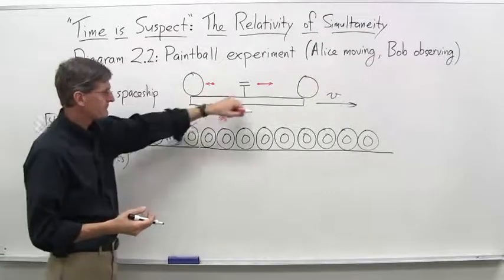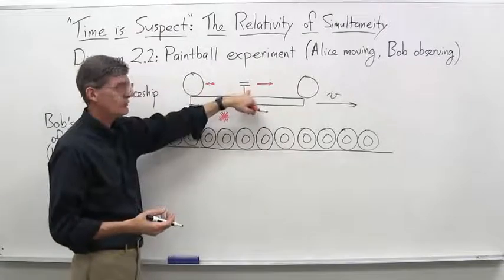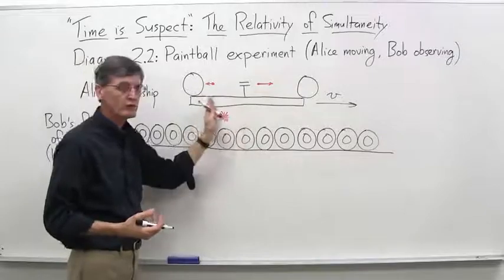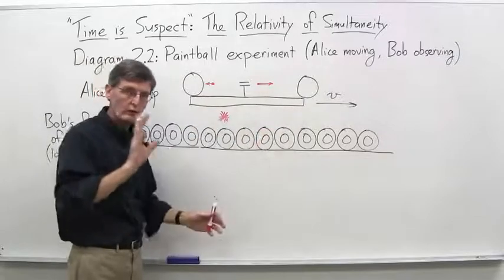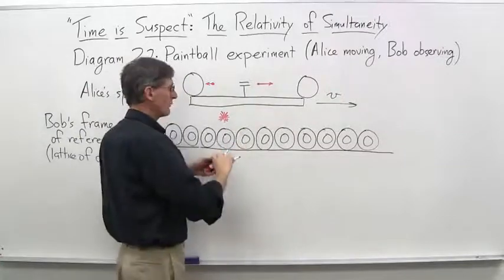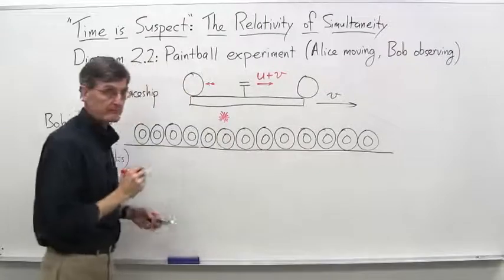So even though this paintball was shot at velocity u with respect to the paintball gun here, the paintball gun itself was also moving with velocity v when it was shot with velocity u, and therefore the velocity of this paintball, we'll write it in red, is going to be u plus v.